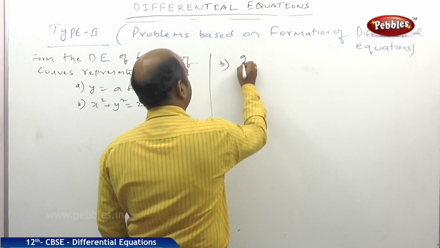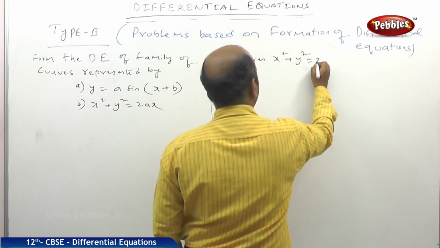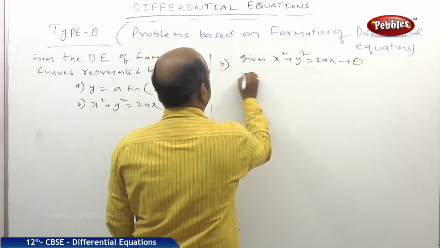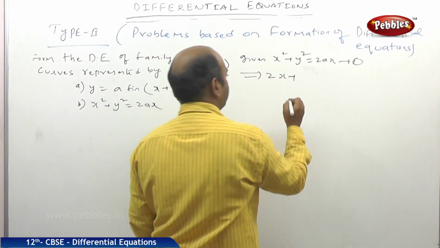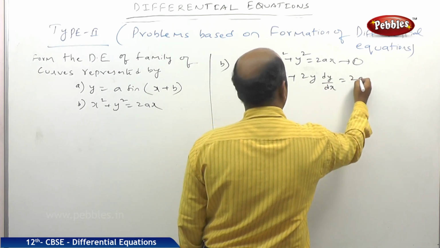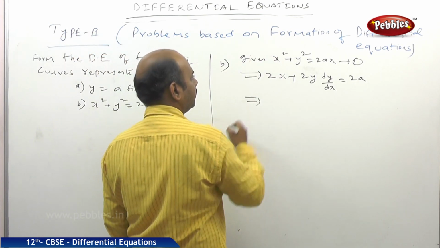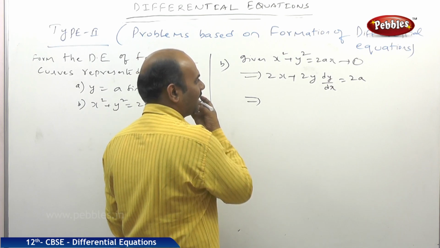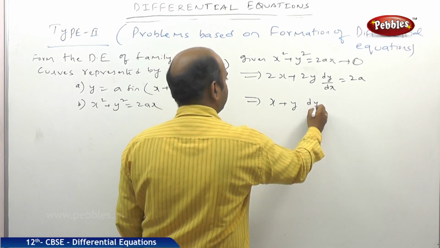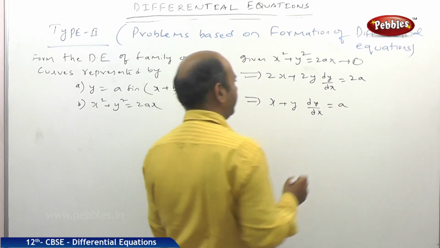Because it's a little lengthy in calculation, given x square plus y square equals 2ax, this I call number 1. So the derivative of x square is 2x, of y square is 2y into dy by dx, and of 2ax, with respect to x, is 2a. So everywhere I can cancel 2. Finally what remains is x plus y into dy by dx equals a.